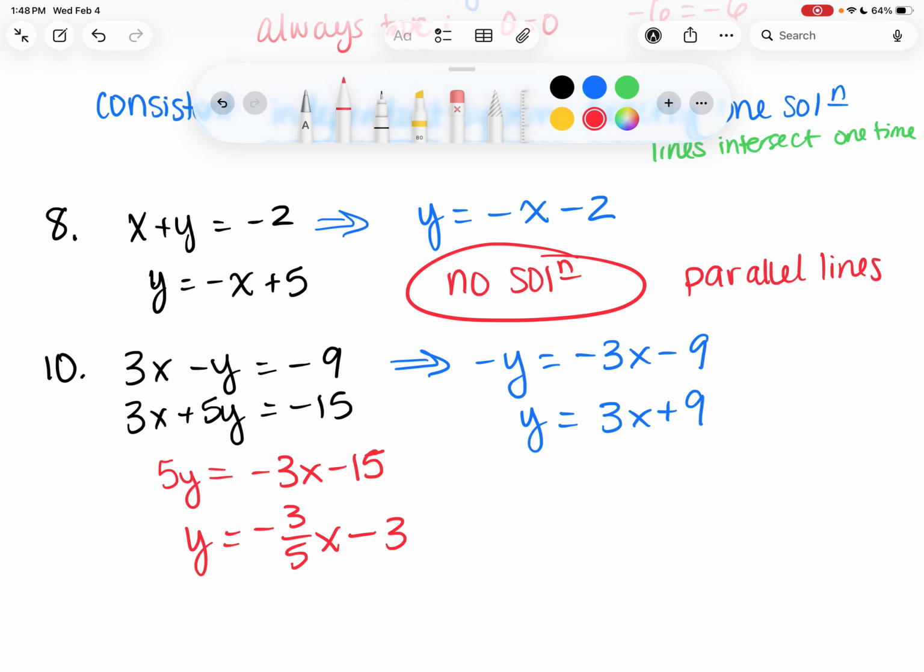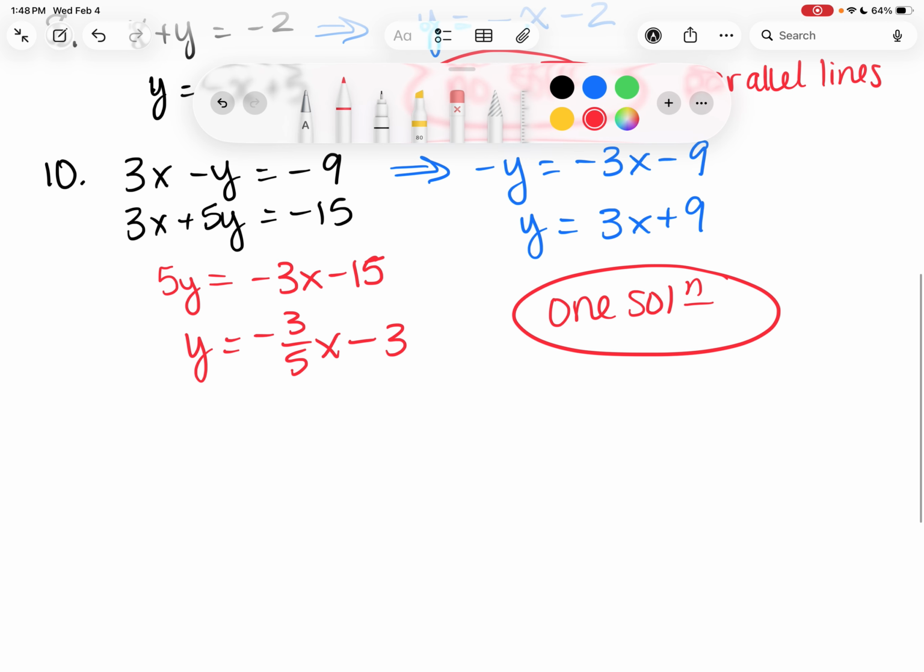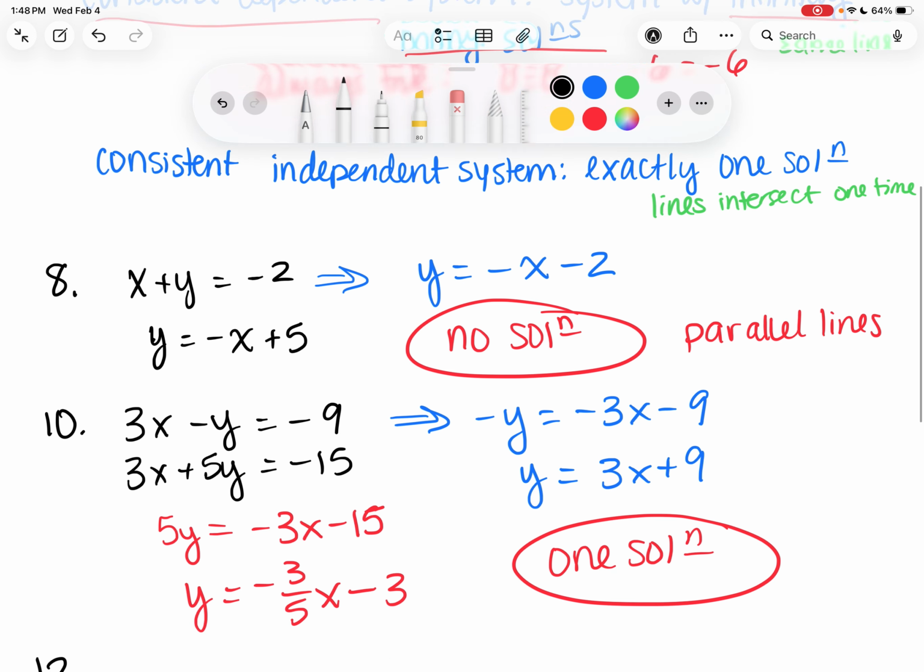So, are these parallel lines? Are they the same line? Nope. So this just has one solution. That's all these ones are asking us for. So if they're not the same, it's one solution. If they're the same, or if they're parallel, then there's no solution. So like this first one, the lines were parallel, right? So they have the same slope, different y-intercept. Infinitely many is going to be exactly the same thing.